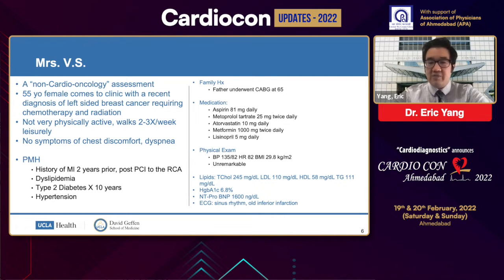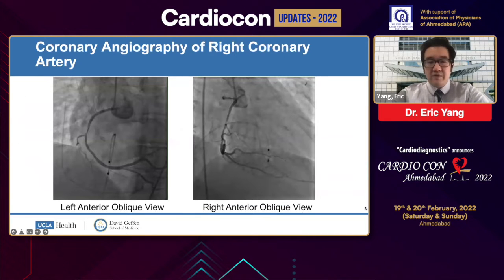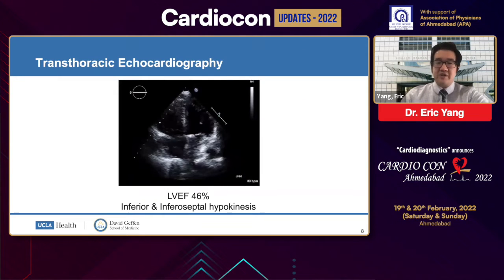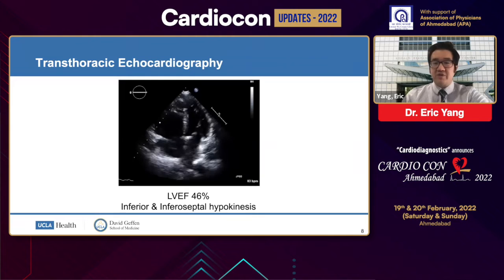What is also notable is that her NT-proBNP is elevated at 1600 nanograms per deciliter, and her ECG shows evidence of an old inferior infarction consistent with her history. Films from her angiogram show a ruptured plaque with a hazy appearance of her mid-right coronary artery, seen in multiple views, also requiring temporary pacing at the time of her myocardial infarction. Her ejection fraction prior to treatment showed a long-standing, mildly depressed LV ejection fraction of 46%, a dilated right ventricle with low normal function, with inferior and inferior septal hypokinesis.